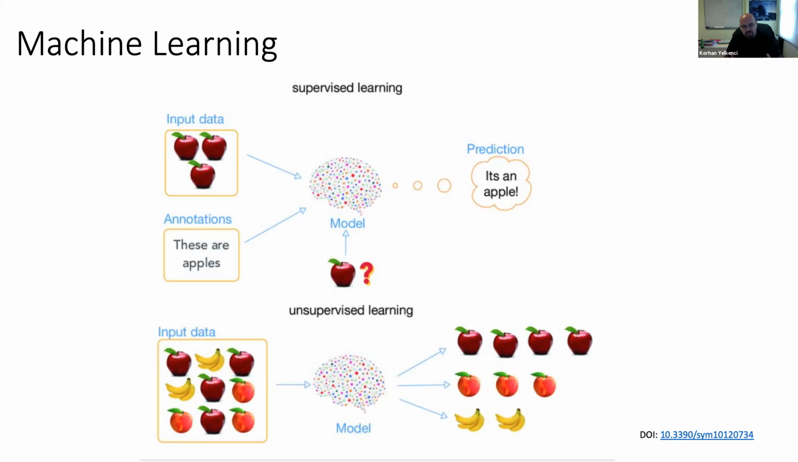In unsupervised learning, you have many fruits like apples, bananas, and peaches. Without any kind of labeling, you just give the input data to the model, and the model tries to cluster the shapes, the colors, and so on. And there is a clustering result: there are apples, there are peaches, and there are bananas.